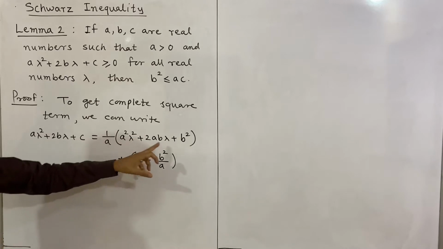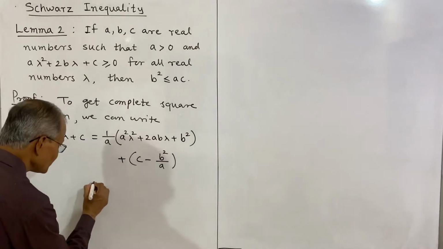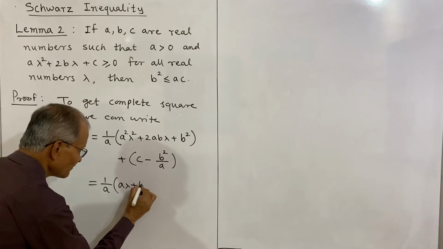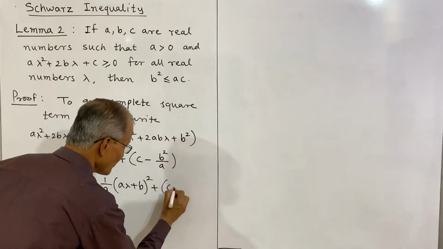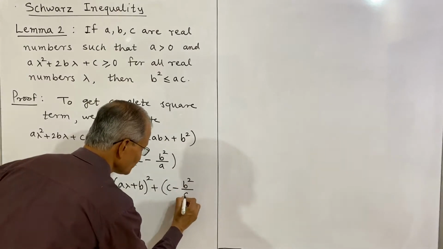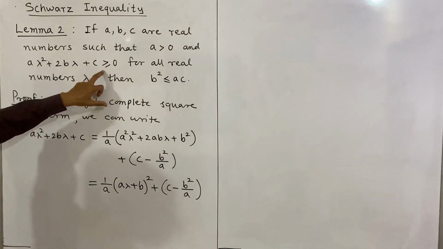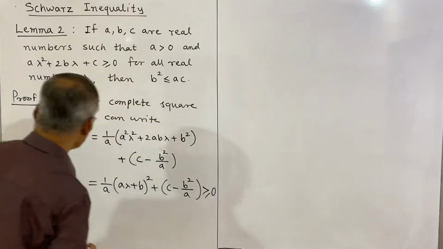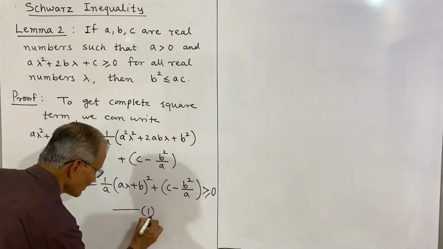So, now this is a complete square of A lambda plus B. So, this is equal to 1 upon A times the whole square of A lambda plus B, plus C minus B square upon A, and we shall call this expression 1. We are given that this is greater than or equal to 0, so this expression is greater than or equal to 0, and we shall call this 1.